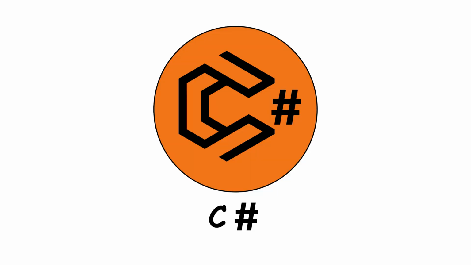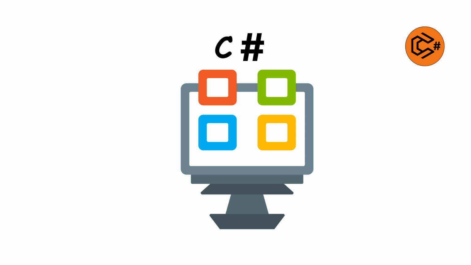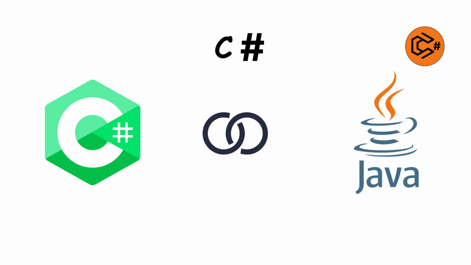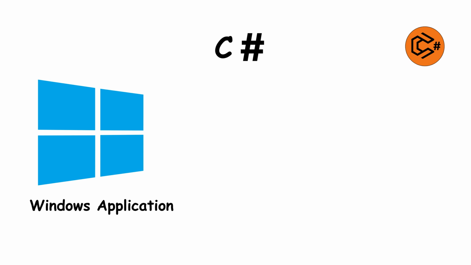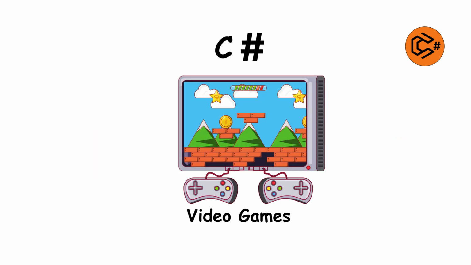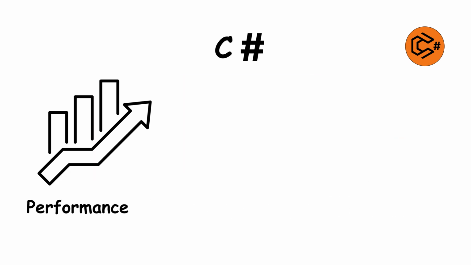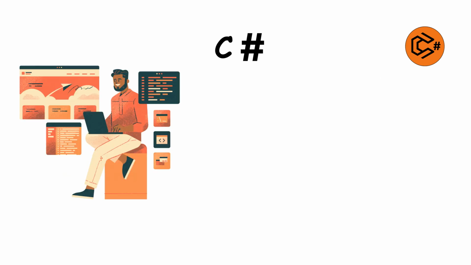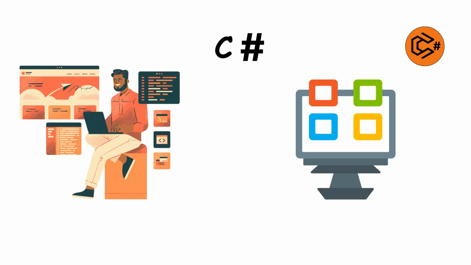Moving on to C#. Created by Microsoft, C# is like Java's cousin. It's used heavily in Windows applications, enterprise software, and video games through the Unity engine. It blends performance with developer-friendly features, making it a go-to for many professional developers in the Microsoft ecosystem.